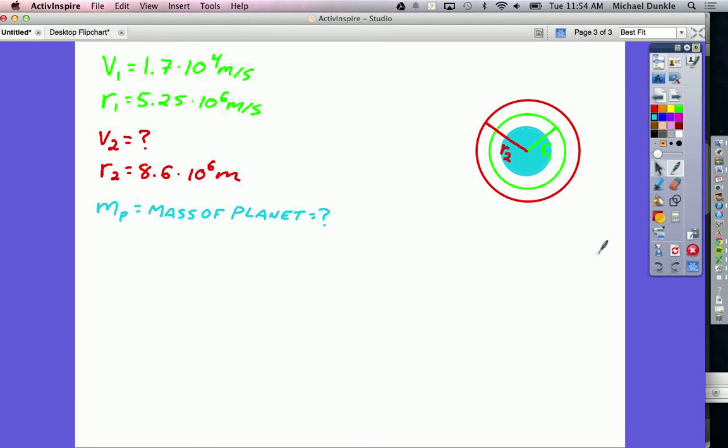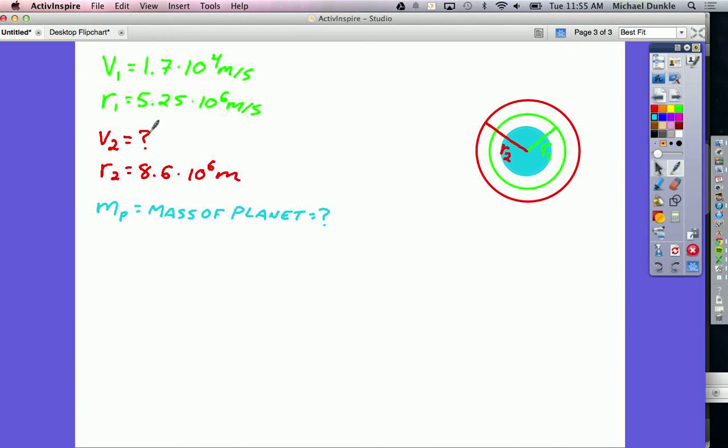A second satellite also has a circular orbit around this same planet. The orbit of the second satellite has a radius of 8.6 times 10 to the 6th meters. What is the orbital speed of the second satellite? So we're trying to figure out how fast the second satellite is going.